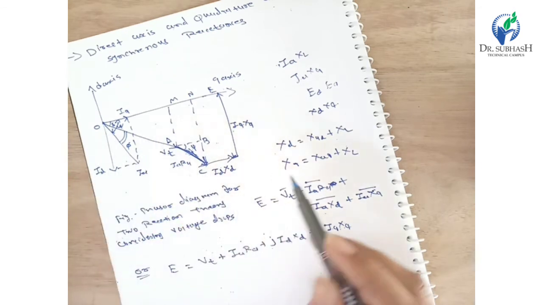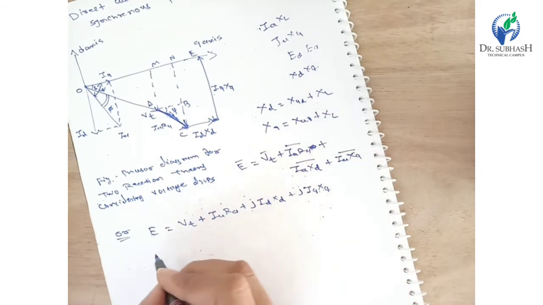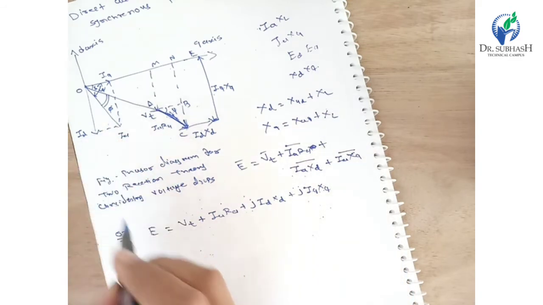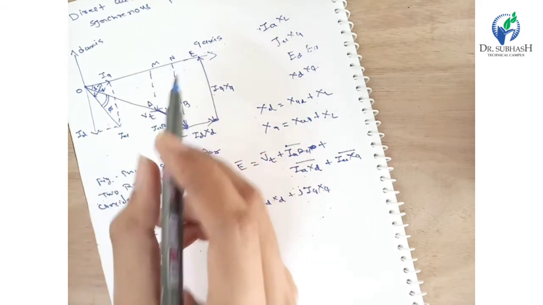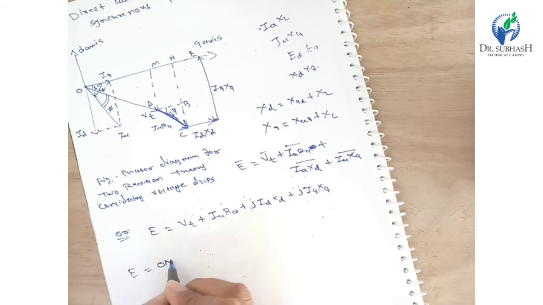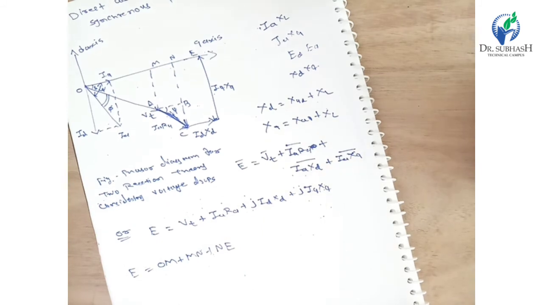In this figure, we can write the common value of them by using this figure. E is equal to, in this figure, OM plus MN plus NE.